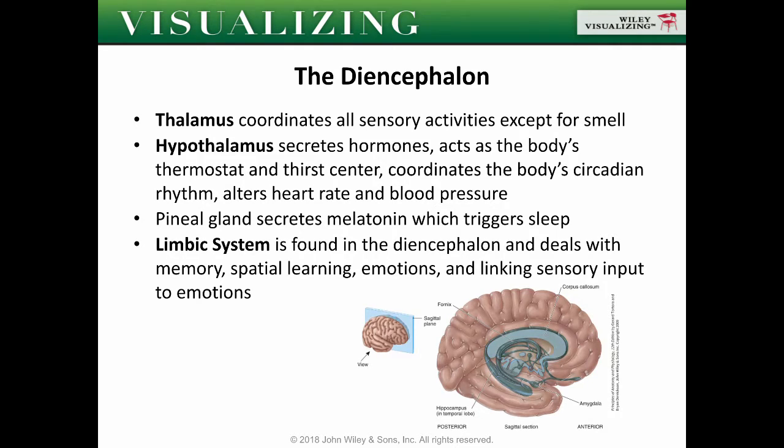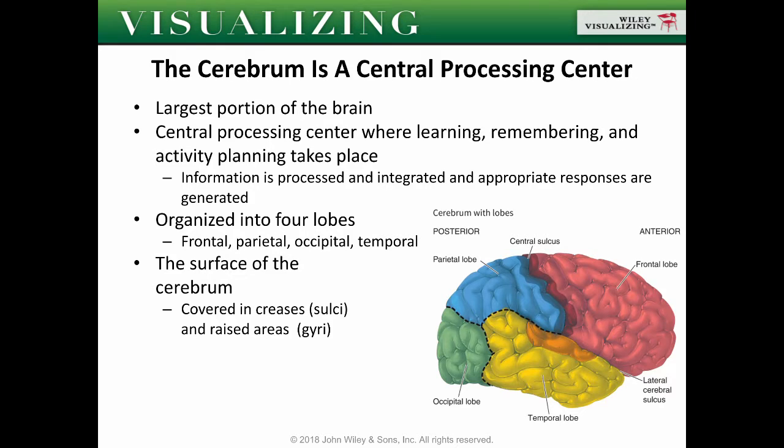The limbic system deals with memory, spatial learning, emotions, and linking sensory input to emotion. And last but not least, you have the cerebrum, which is the largest part of the brain. It's the central processing center where learning, remembering, and activity planning take place. Information is processed and integrated, and appropriate responses are generated in your cerebrum. It's organized into 4 lobes: frontal, parietal, occipital, and temporal.